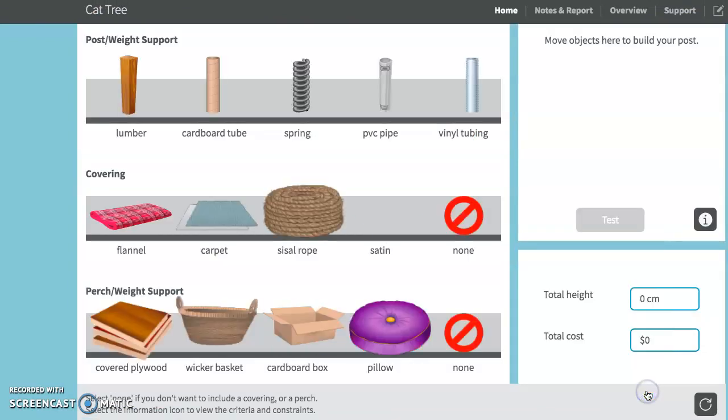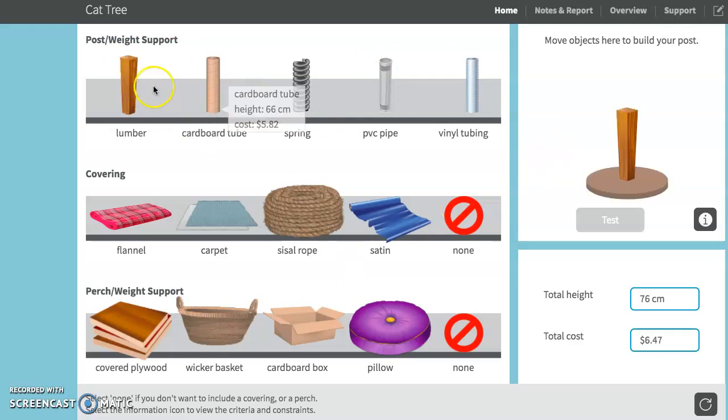All right, we're going to start our design. Select none if you don't want to include a covering or a perch. Okay. Select the information icon to view the criteria and constraints. So we're going to build our post, and we know we have to use lumber because we know that he likes to scratch wood, flannel, carpet, rope. Let's see if rope or carpet is more expensive. Rope is more expensive. Satin and flannel, the cat doesn't really care about those, right? So if this was $6 and I added $8, I'm getting really close to the max, but I'm going to keep those two.